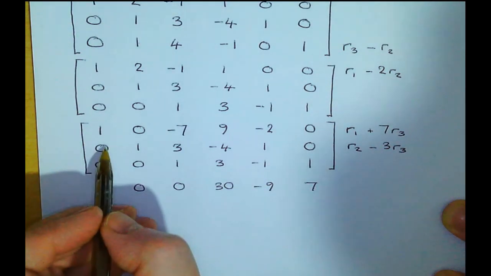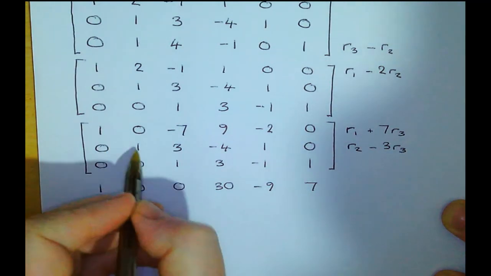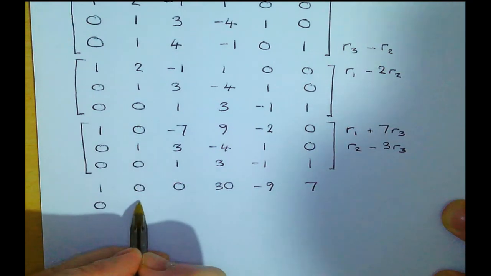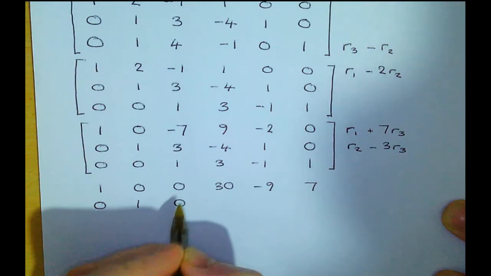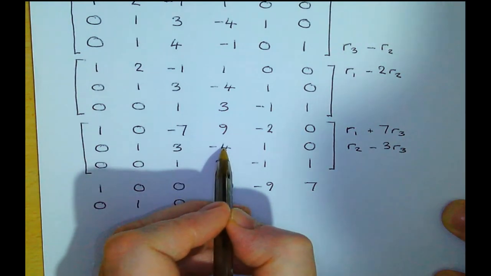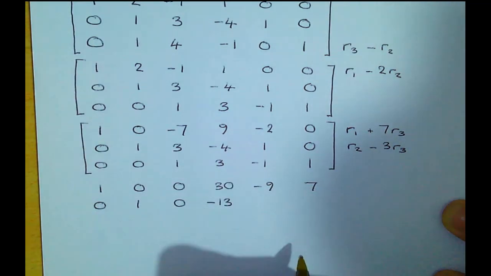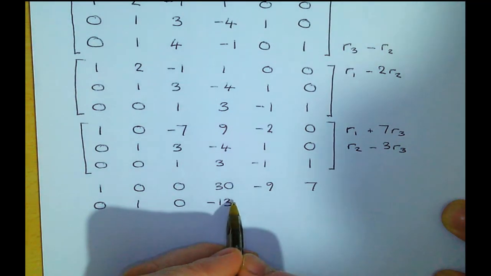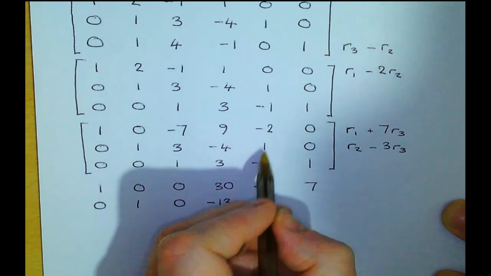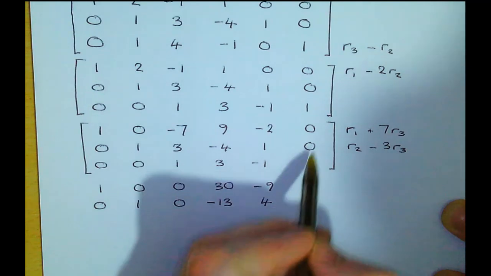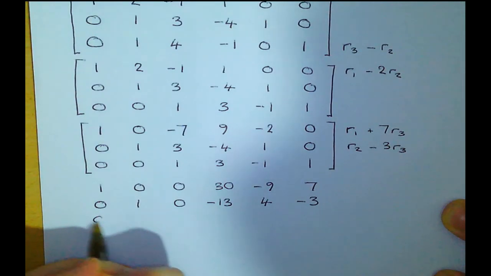Now, row 2 minus 3 row 3. 0 minus 3 times 0. 1 minus 3 times 0. 3 minus 3 times 1. 3 minus 3. Minus 4 minus 3 times 3. Minus 4 minus 9. That's minus 13. 1 minus 3 times minus 1. That's 1 plus 3. 0 minus 3 times 1. And the bottom row stays the same.